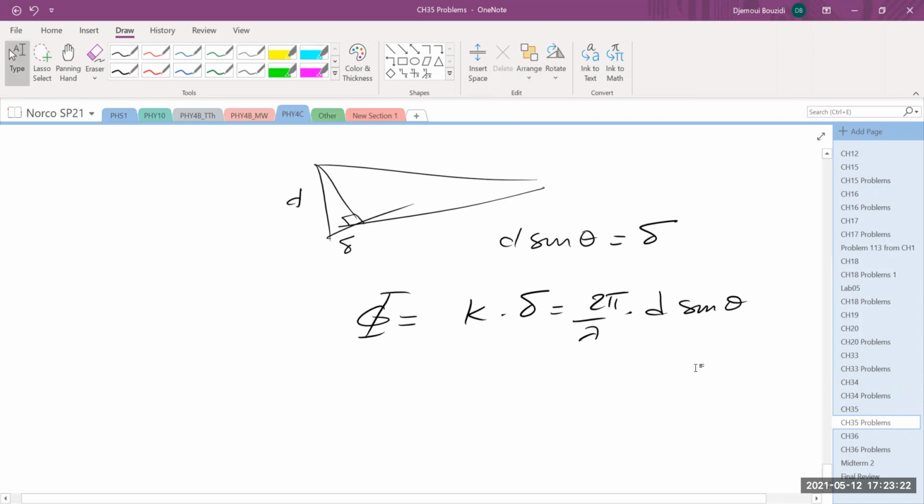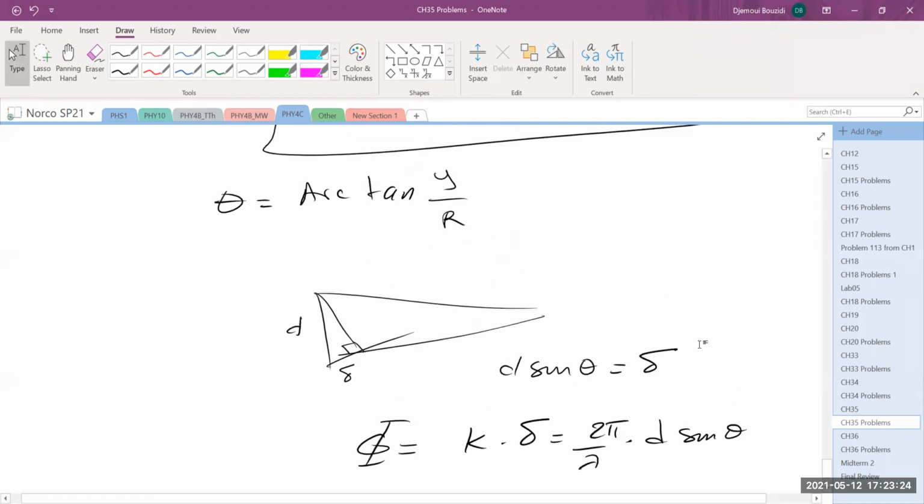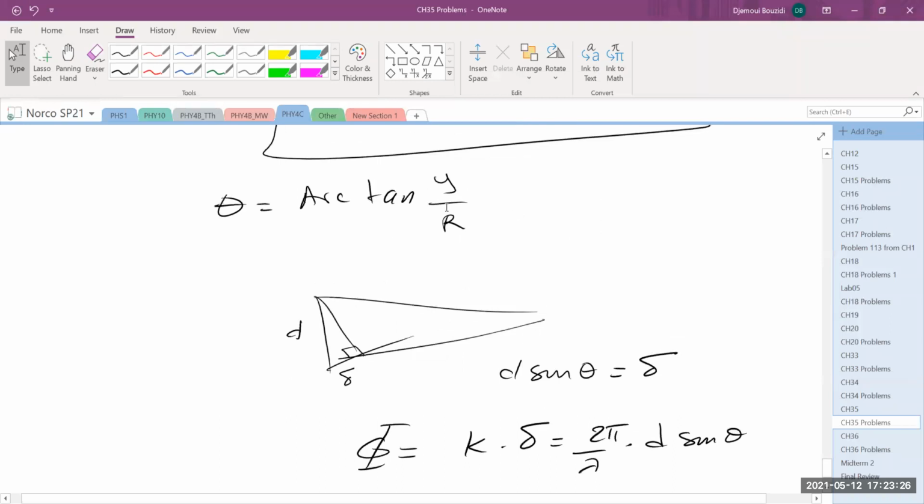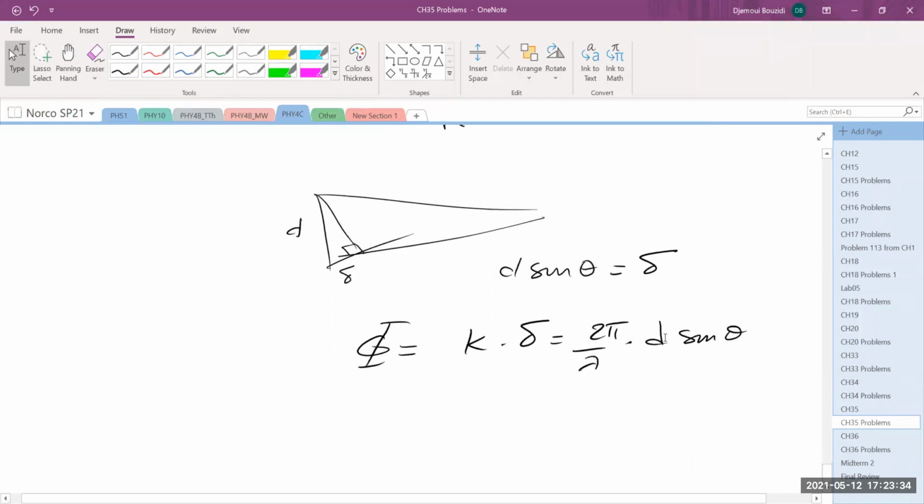Well, in this expression, we have everything. We have theta that we can find from arctangent of 2 over r. r is given, and the 2 is given, 2 millimeter, and r is 80 centimeters. So convert things, and you have theta. You have d that was given. You have lambda that you calculated, so you can find the phase in here.